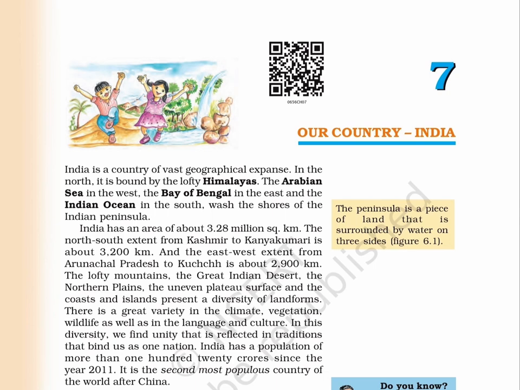The north-south extent from Kashmir to Kanyakumari is about 3,200 kilometers, and the east-west extent from Arunachal Pradesh to Kutch is about 2,900 kilometers. The lofty mountains, the Great Indian Desert, the northern plains, and the uneven plateau surface and the coasts and islands present a diversity of landforms.